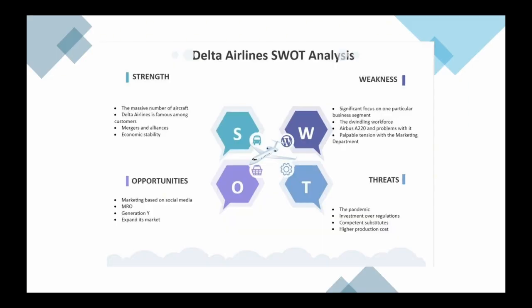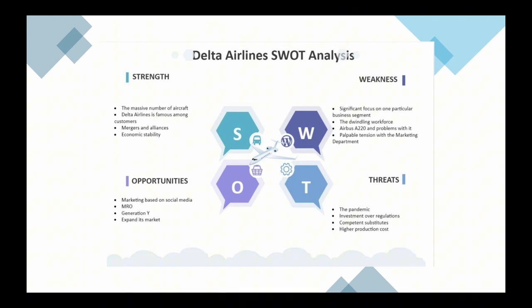فعندكم هلأ ل Delta Airlines SWOT analysis. عندكم strength, weaknesses, opportunities and threats. Let's start with strength. Massive number of aircraft عندهم و Delta Airline is famous among customers و mergers and alliances و economic stability. However, the weaknesses تاعت ال Delta Airline: significant focus on one particular business segment, dwindling workforce, و Airbus A220 and problems with it، يعني عندهم problems مع هاي ال Airbus وعندهم tension with the marketing department.